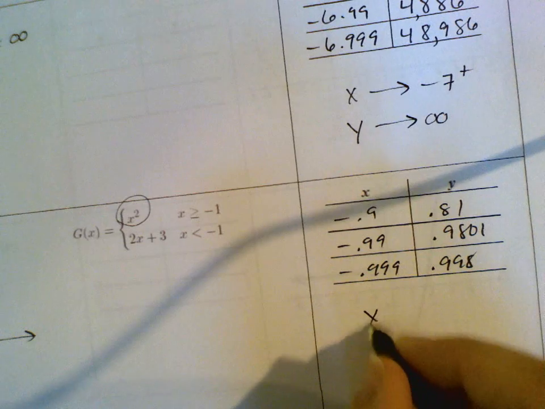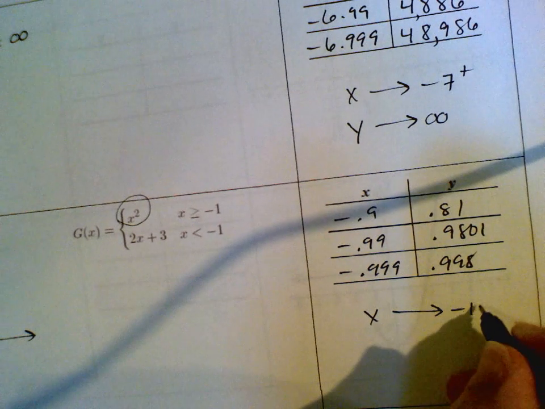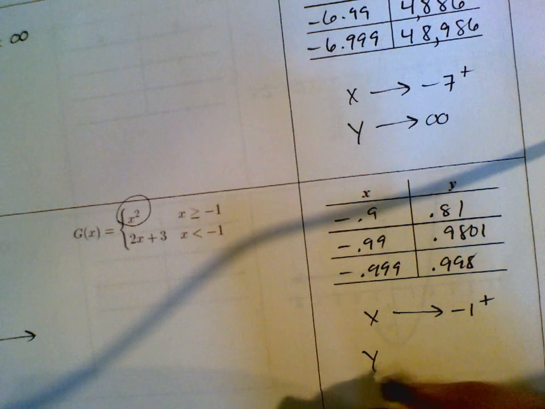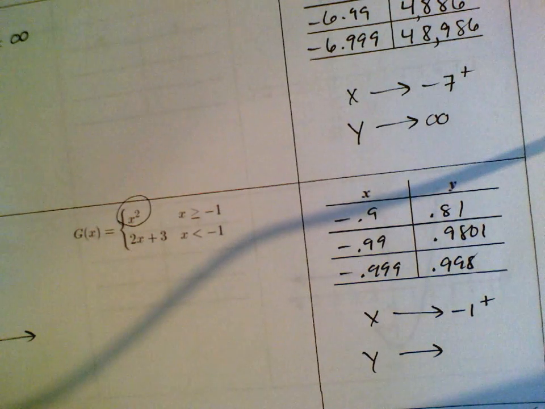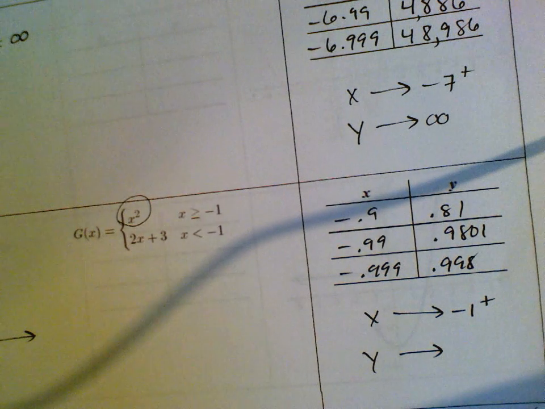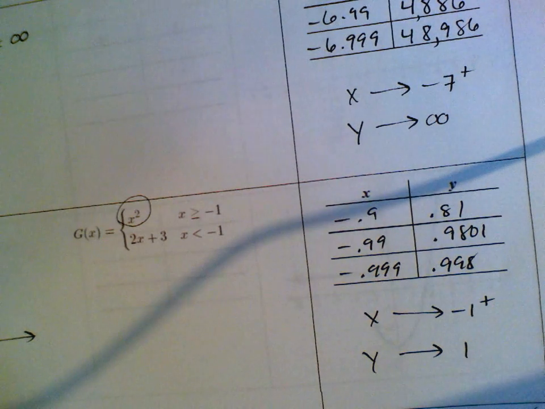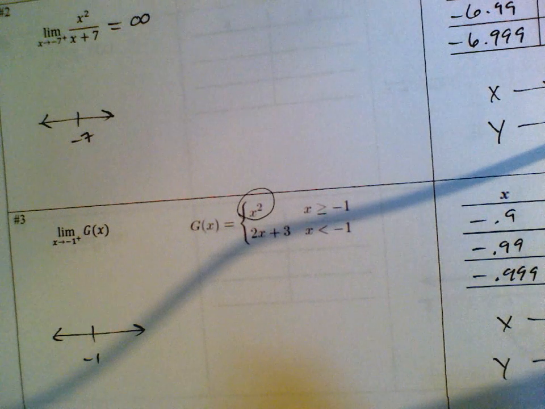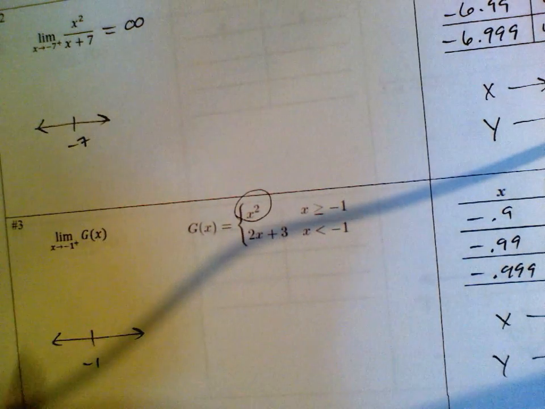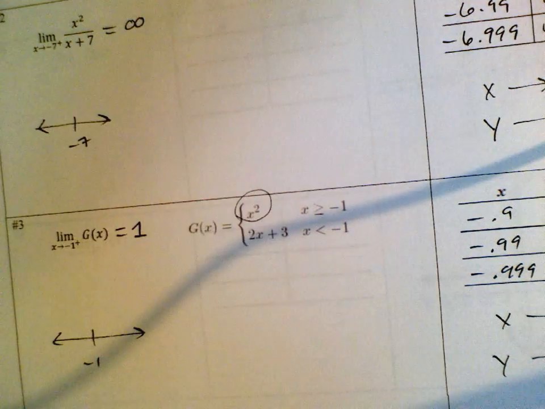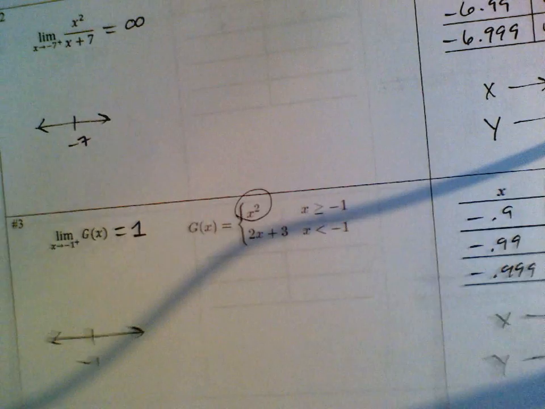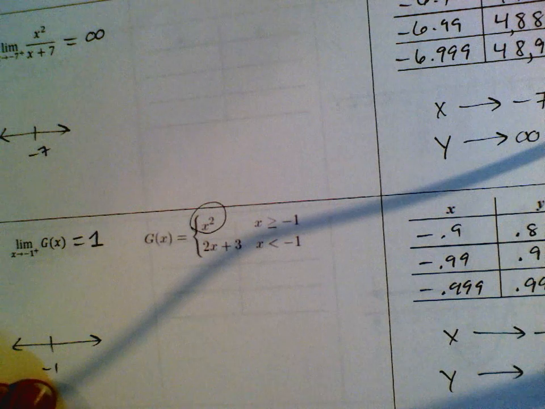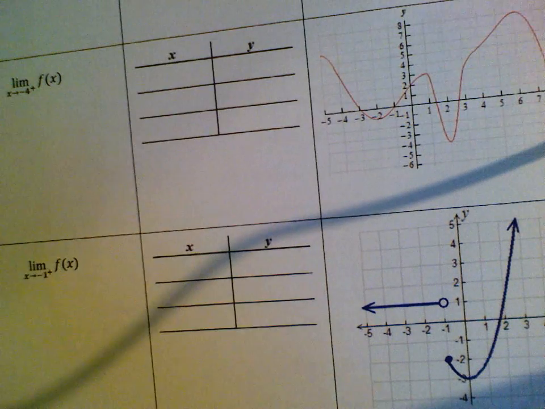0.998. So as x approaches -1 from the right, is there a y value that I'm getting closer and closer to but never passing? The answer is yes, and it is 1. So the limit as x approaches -1 from the right of g of x, this piecewise function, is +1. Okay, we're making good time. I'm going to move to the other page.